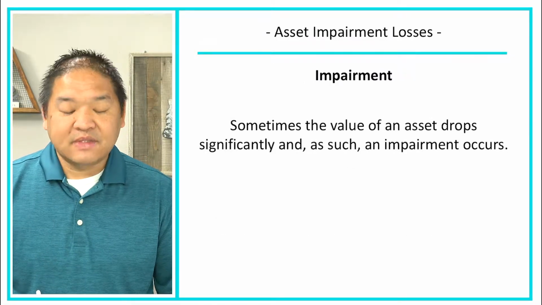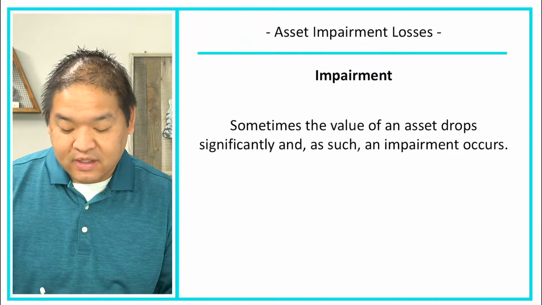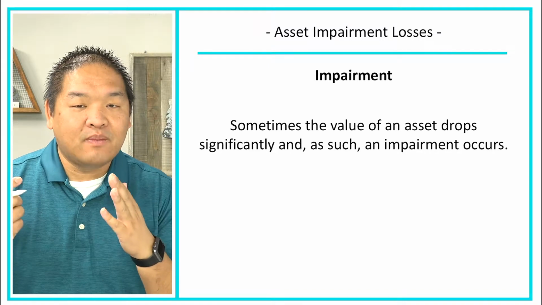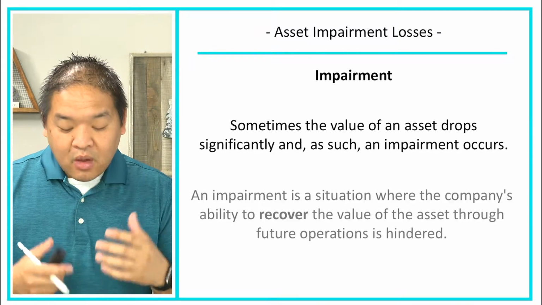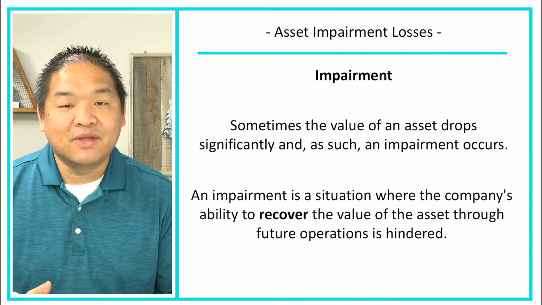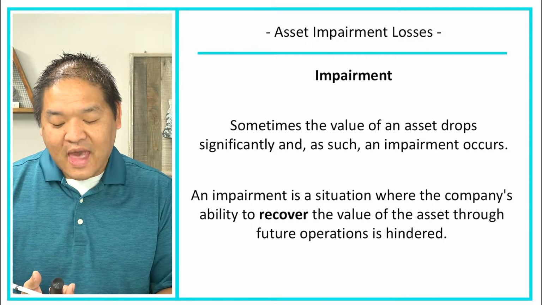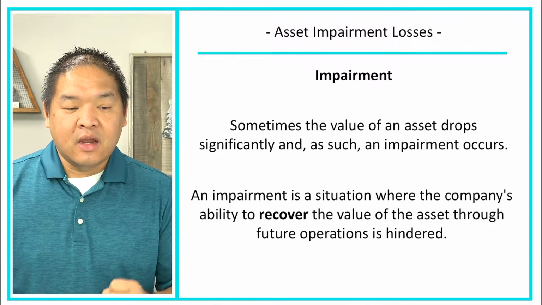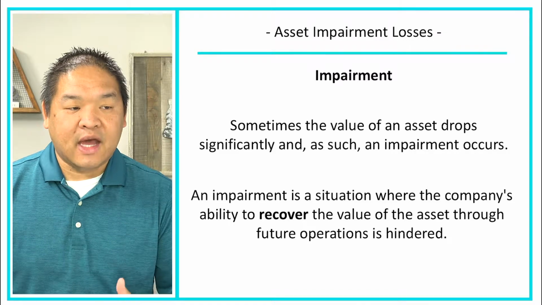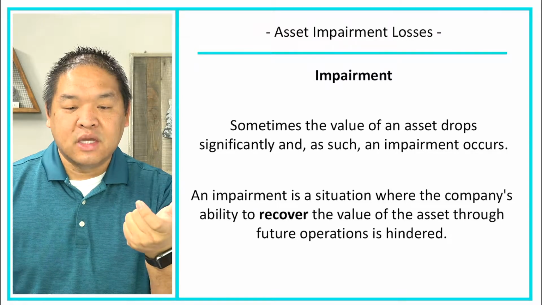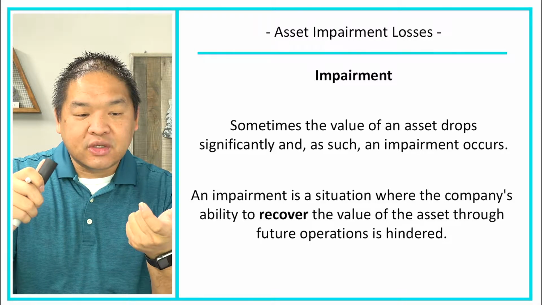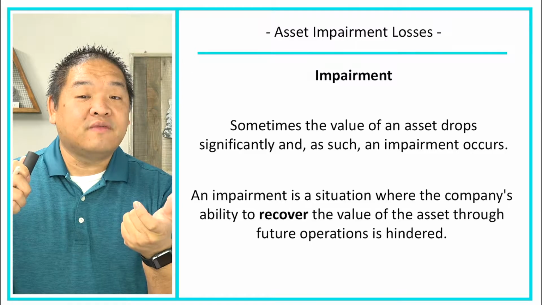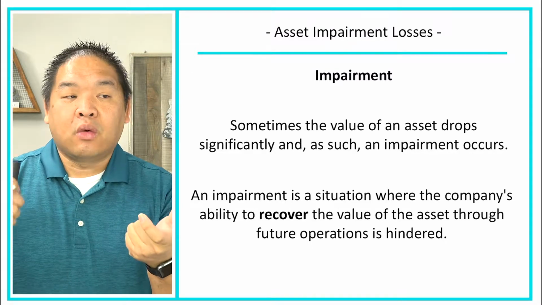However, sometimes the value of the asset drops so significantly that an impairment does occur. Now, what do we mean that it drops so significantly? Well, an impairment is a situation where the company's ability to recover the value of the asset through future operations is hindered. So what we're saying here is that a company might have on their books a machine that has a book value of $1 million. And if we look through what that machine is going to do for us in the next, let's say, 10 years, it's only going to recover $250,000 of sales or revenues.